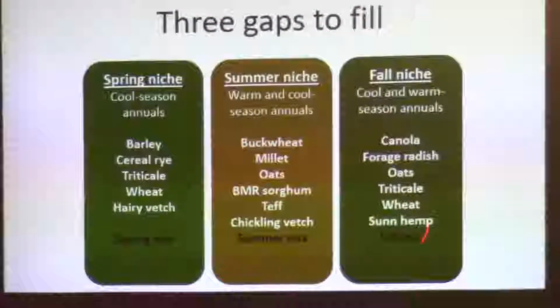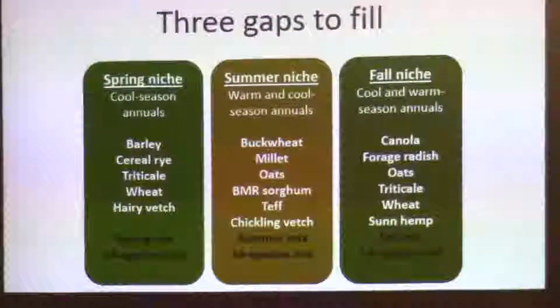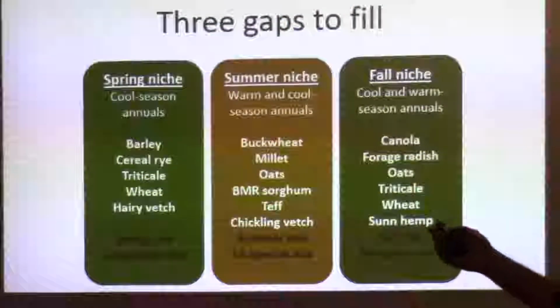And then we have a summer mix and a fall mix. And just for fun, we also included a 14 species mix in each of those groups there. And that 14 species mix includes all of the species across all 3 niches there. Does that make sense so far?